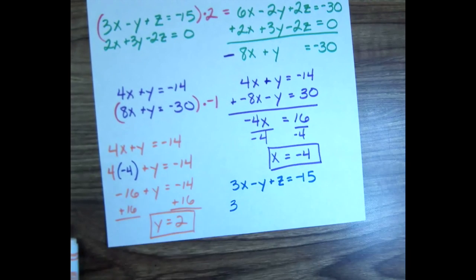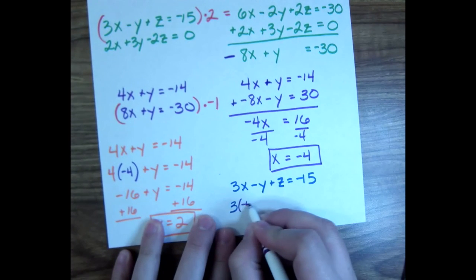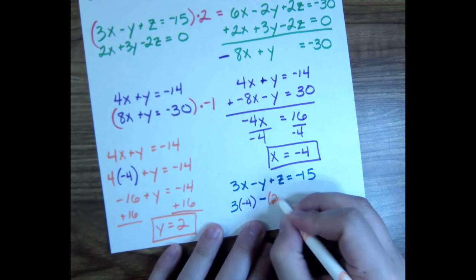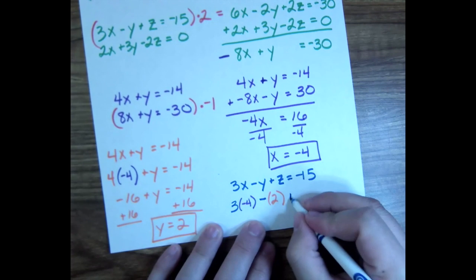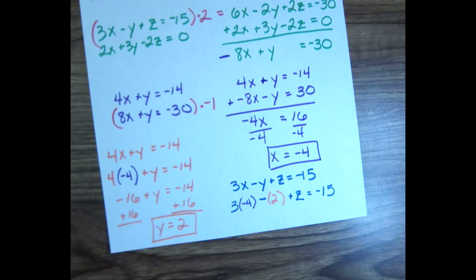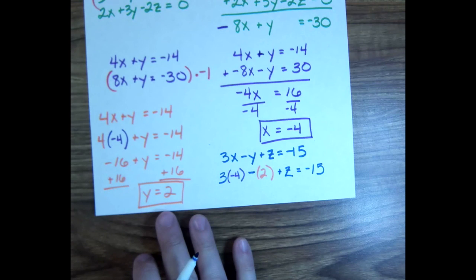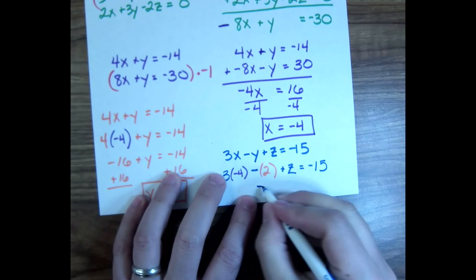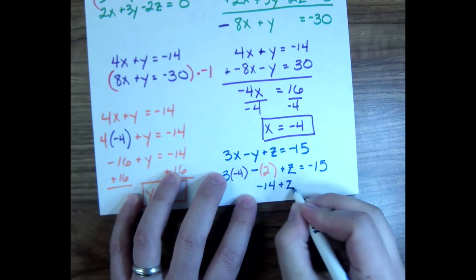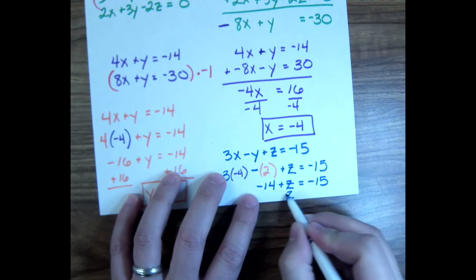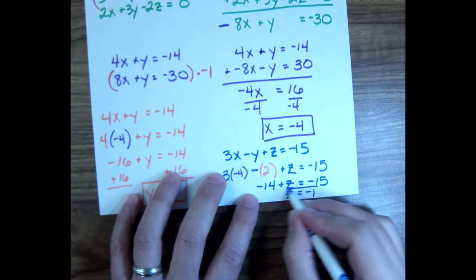So 3 times x minus y plus z equals negative 15. Okay, 3 times negative 4 is negative 12, and negative 12 minus 2 is negative 14. And then if I add 14 to both sides, z is negative 1.